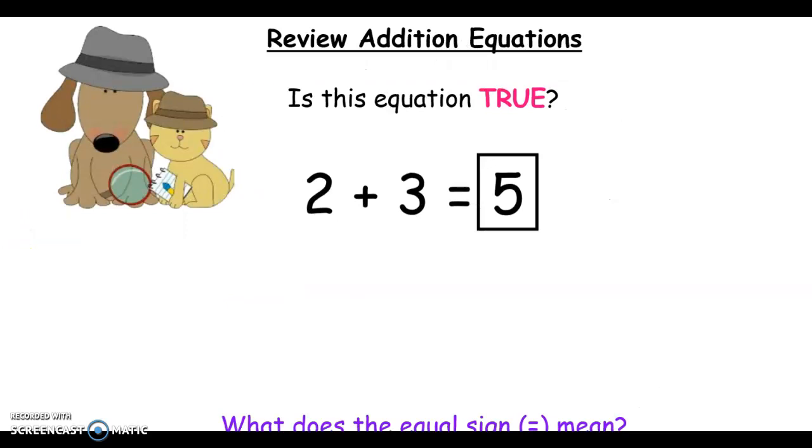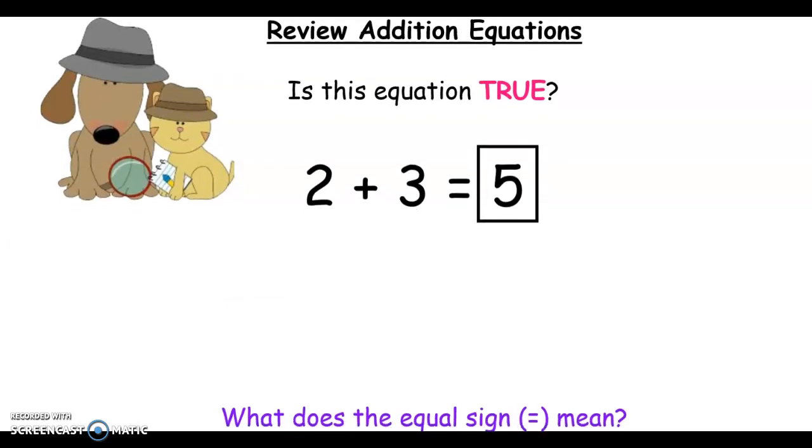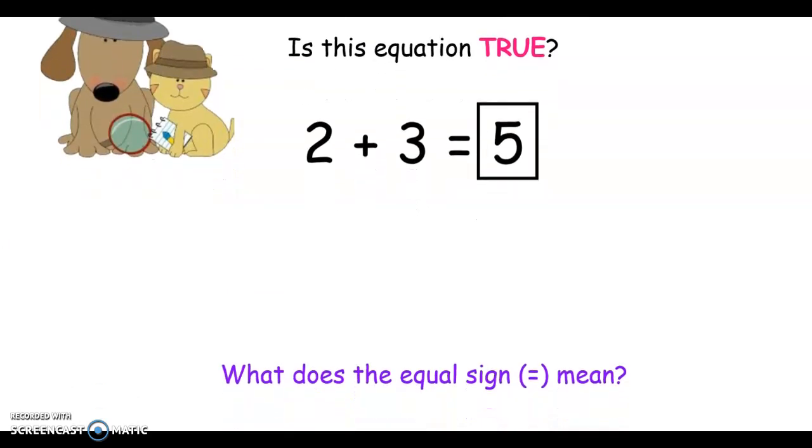All right, I want to review with you about addition and true equations, and the equal sign means it's the same on each side. Okay, so we have to figure out, is this true? 2 plus 3 is equal to 5. Well, we can use the count-on strategy that we've been working on, so that'd be 3, 4, 5. So 5 is equal to 5. Is that true?